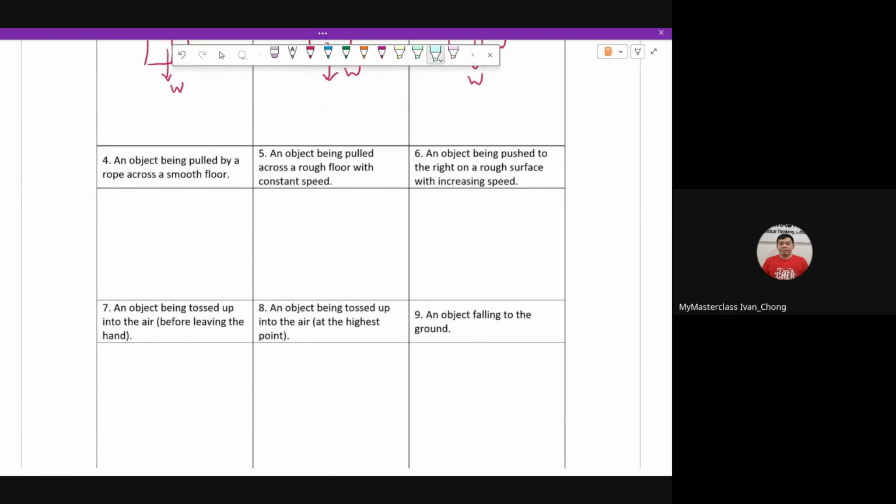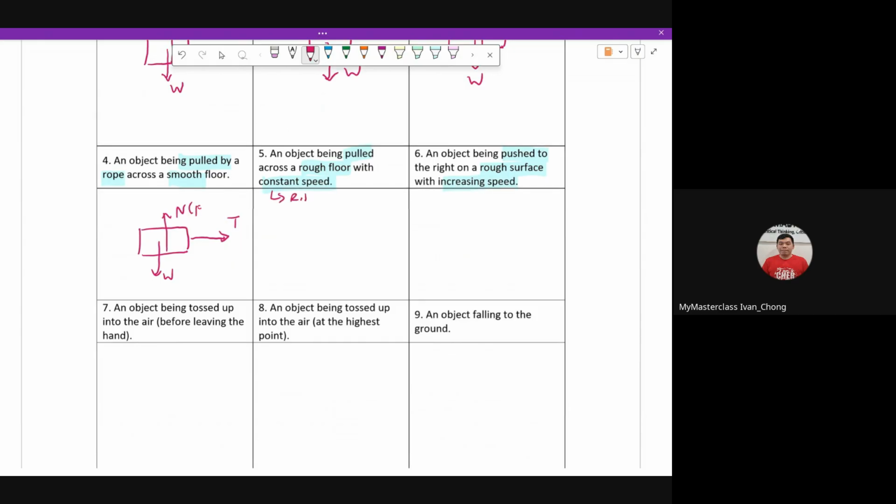Next, let's talk about this one. When you have a smooth floor and you're being pulled by a rope, a rough floor at constant speed, a rough floor with increasing speed. Okay? And being pushed, pulled. Slightly different. So when you're being pulled by a rope, first thing, our favorite box, your weight, your normal contact force, and you're being pulled by a rope. So this is tension.